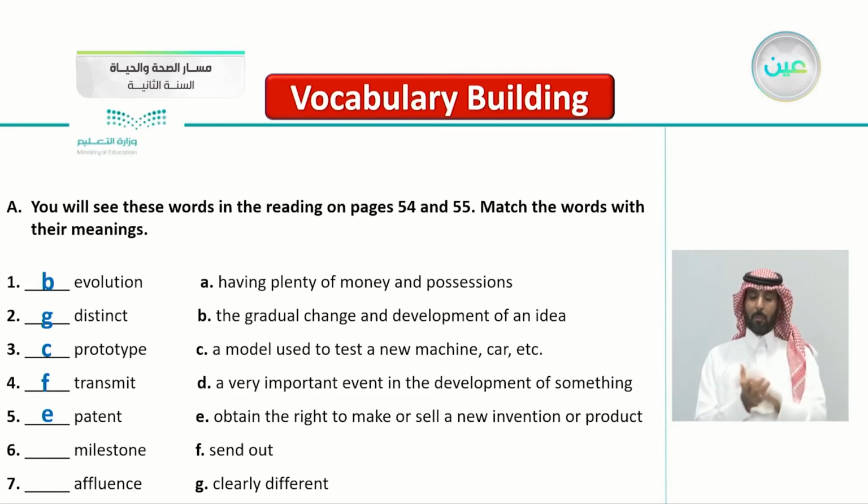What about number 6, milestone? Yes, it's the letter D, a very important event in the development of something. What about the last one, affluence? Number 7. Yes, it's the letter A, having plenty of money and possessions. So affluence means having plenty of money and possessions, like maybe cars, houses, maybe yachts. Why not?